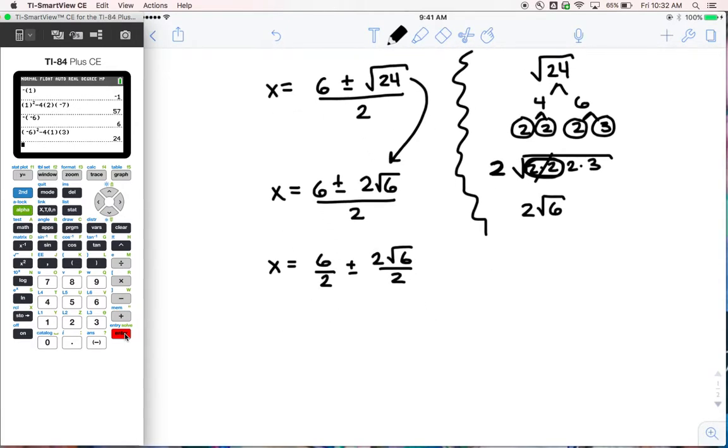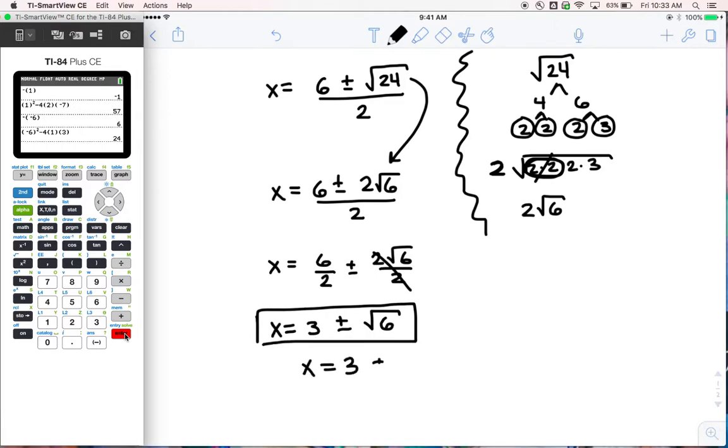I do this because now I can get my answer, which is just 3 plus or minus square root of 6. The 2 divided by 2 gives me a 1, which you can write if you want, or you don't have to write it. So these are my answers, right? If you wanted to write it separately, x equals 3 plus square root of 6, and x equals 3 minus the square root of 6, you could write it that way too, or you can just use a plus minus. That's your call. I think on our test it has this kind of notation with just a plus minus.